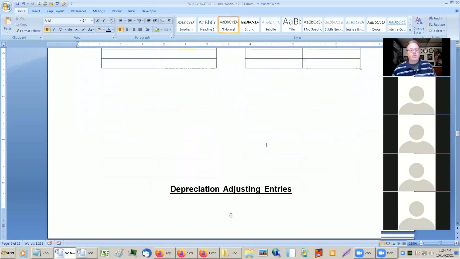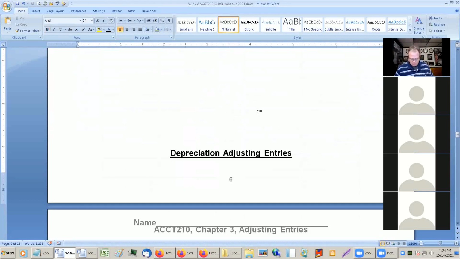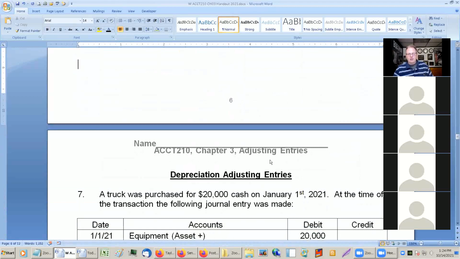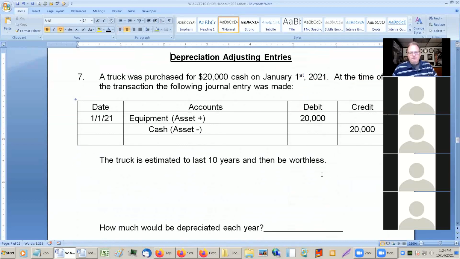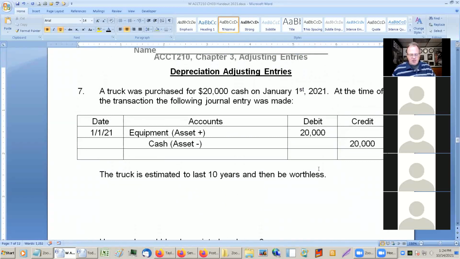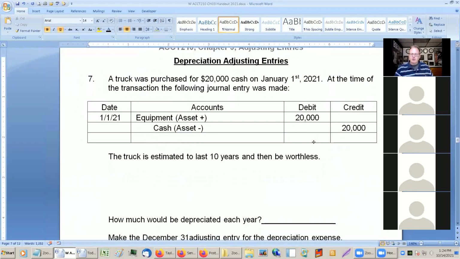Okay, we have next depreciation. We'll do this one, we'll call it a day. Depreciation, and this one is a little bit wackier than most.